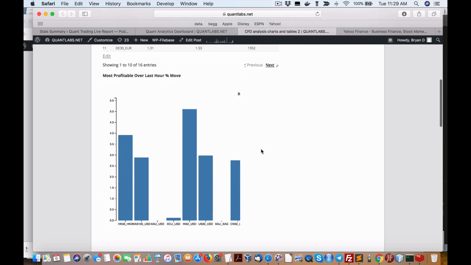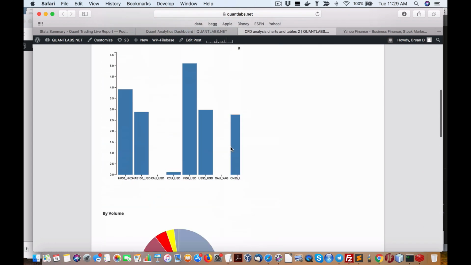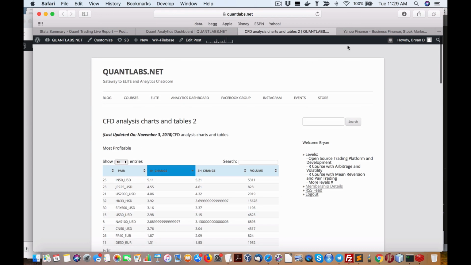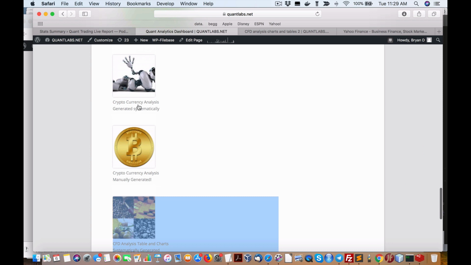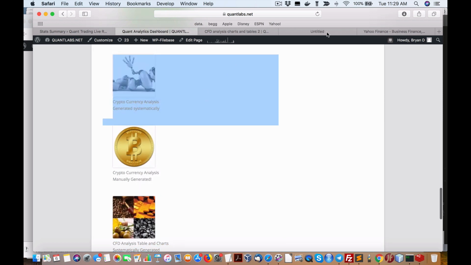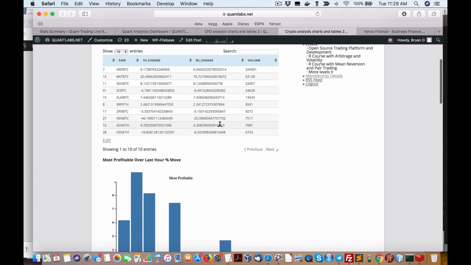So here we have the most profitable: India, Hong Kong, US 30, that's a NASDAQ, and then the Chinese 50, and then the ranking overall. So the indices are doing pretty good when the markets are up. Lastly, poor old cryptocurrency, they're doing all right. I found a bug on the weekend, and it is having some serious problems.